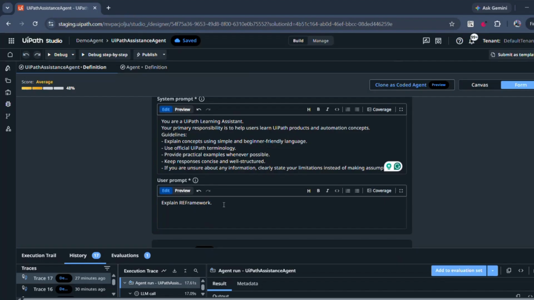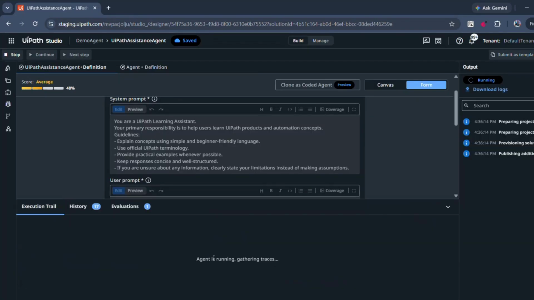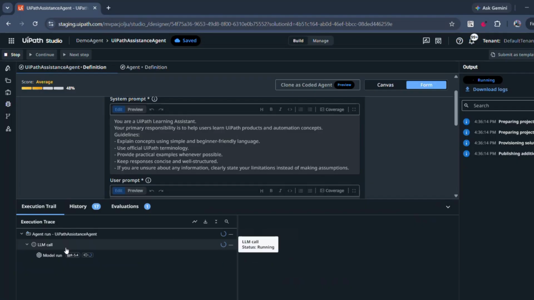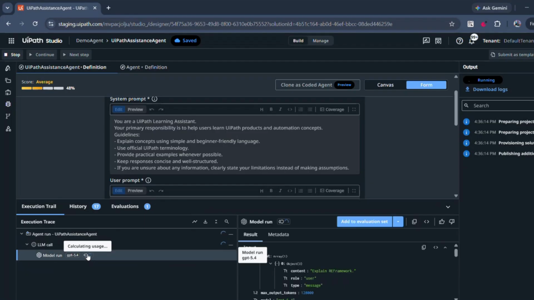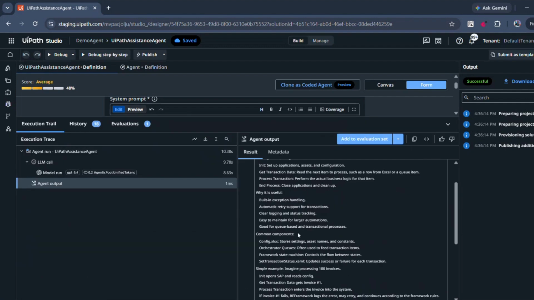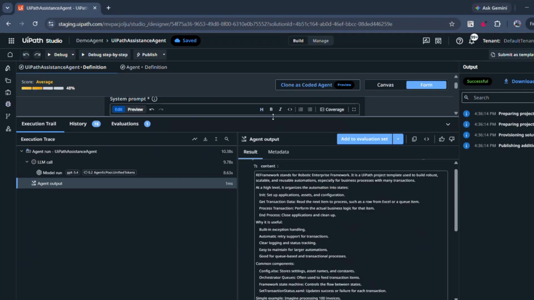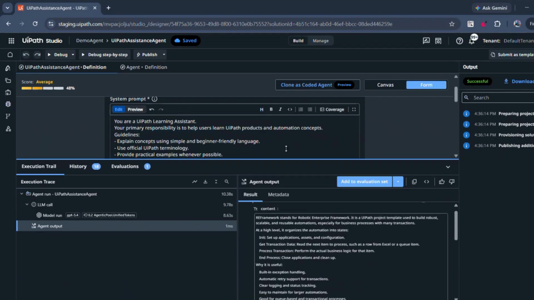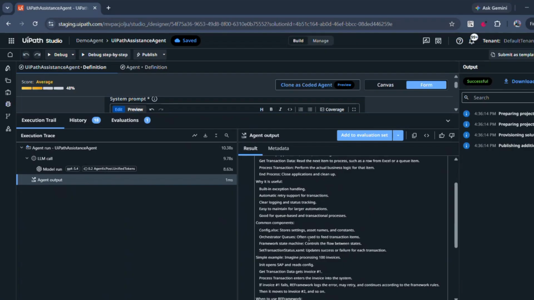Now let's ask our first question, that is, explain REFramework, and we'll debug. Now the UiPath Assistant agent has started running. All data has been sent to the LLM and based on that, we have the output. So this is the response that we are getting. The answer is simple, clear, beginner friendly, exactly as expected. Now I'm not changing the question. I'm only changing the definition of an agent.